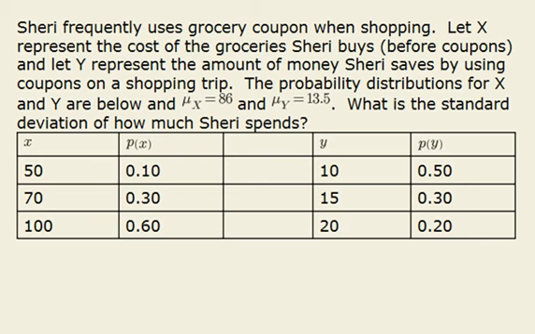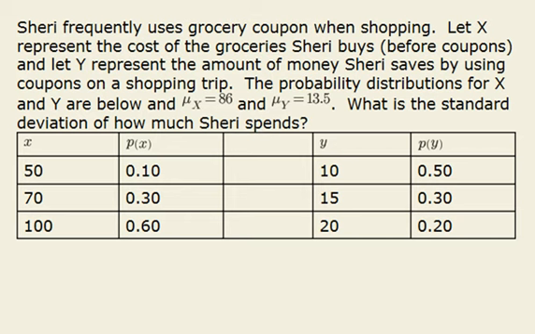Sherry uses grocery coupons when shopping, and X represents the cost of groceries that she's going to buy before coupons, with Y representing the amount of money she saves by using coupons. We have distributions for X and Y, and it can be found that the mean of the X's is 86, the mean for Y is 13.5.